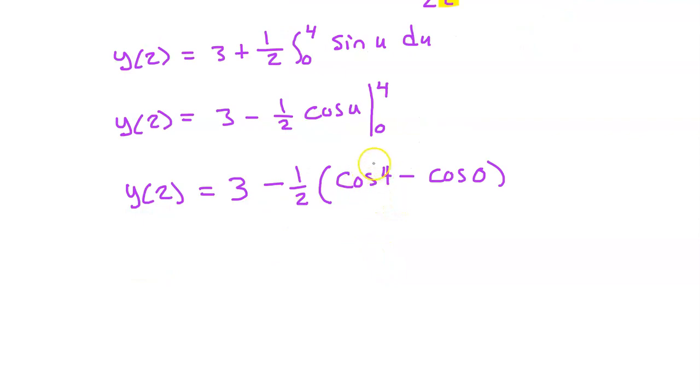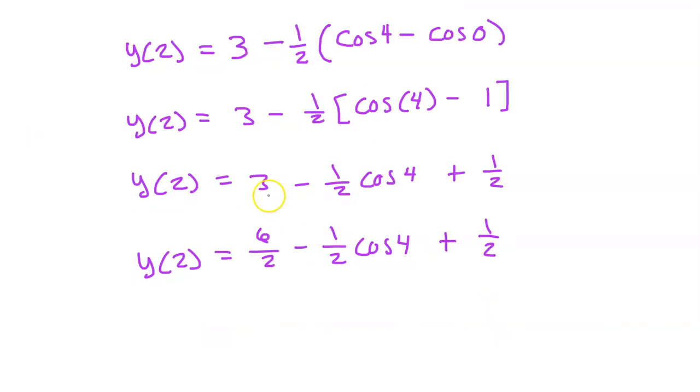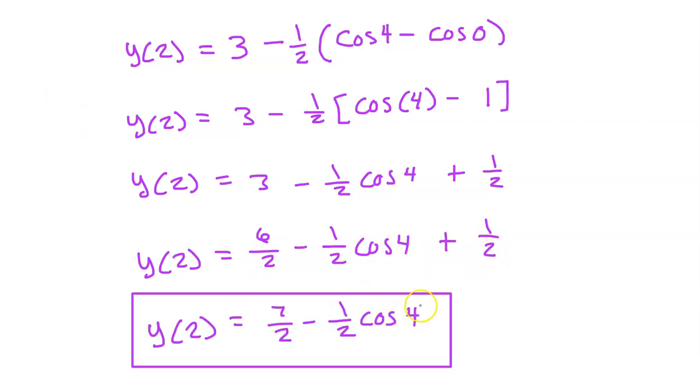That means I need to do cosine of 4 minus cosine of 0. The cosine of 0 is 1. Distributing the negative 1/2, we have y at 2 is equal to 3 minus 1/2 cosine of 4 plus 1/2. 3 is the same as 6 over 2. I did that so I would have like denominators. So combining like terms, so that was kind of a lot, but that's what you would have to do if this was on a non-calculator active part of the test. Or maybe if we had a multiple choice question and we had to match the right answer.